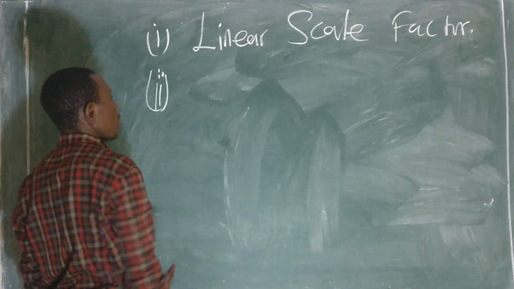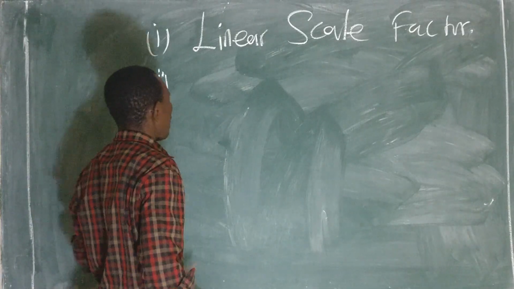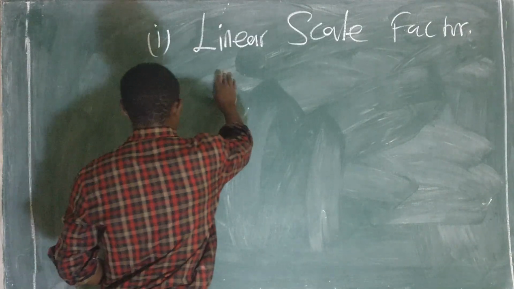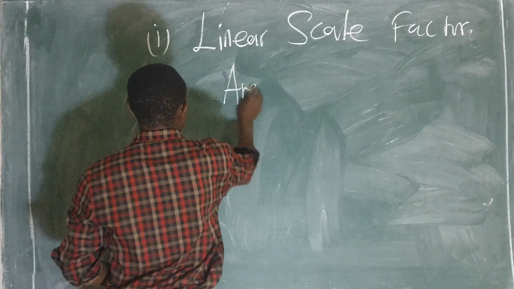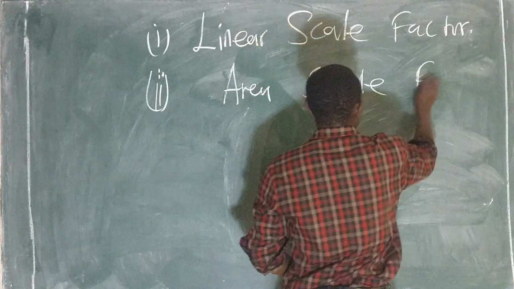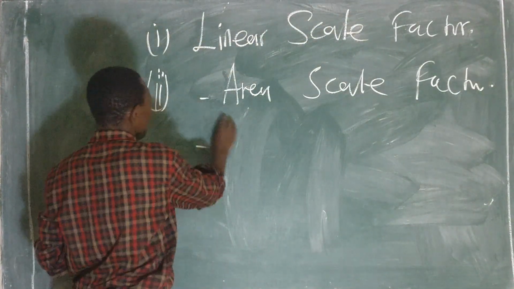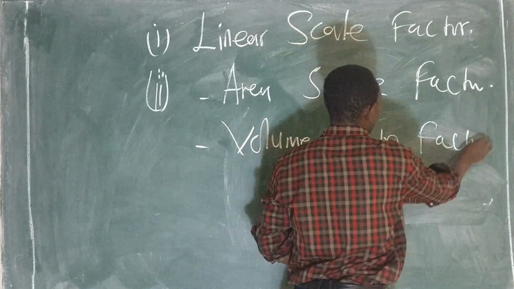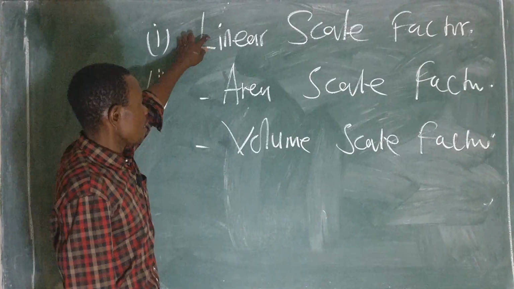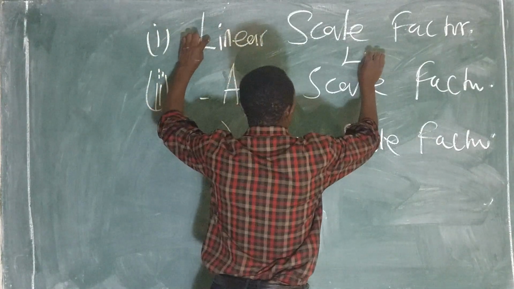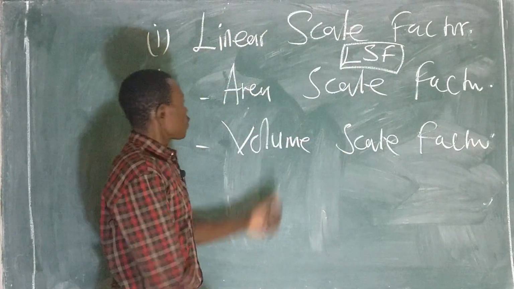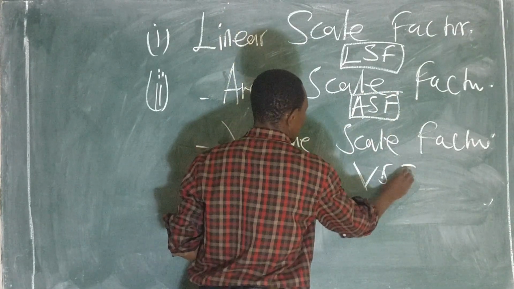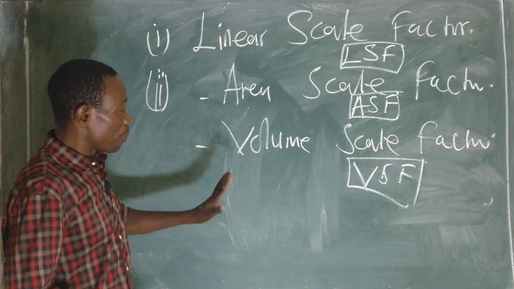Two, we'll be looking at what we call, of course, two categories: we talk of the area scale factor, and in the same vein we talk of the volume scale factor. This is abbreviated as LSF. Then this one we talk of ASF, while this one we talk of VSF. So the whole issue about similarity, I'm giving you a guide.